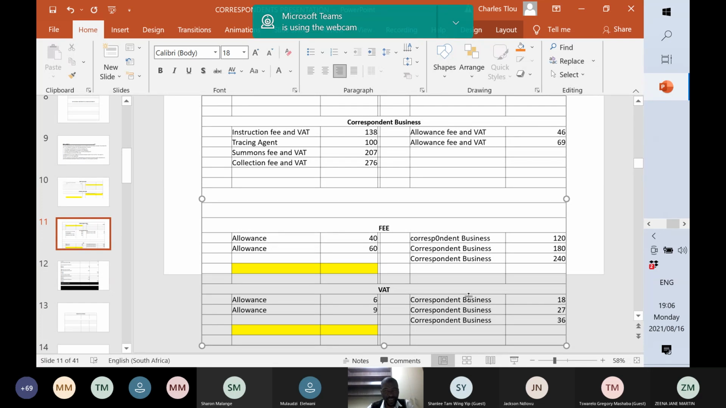Debit correspondent business here, 276 Rand. And then credit fee here at 240 Rand, and a VAT at 36 Rand. That is how you record those transactions there.